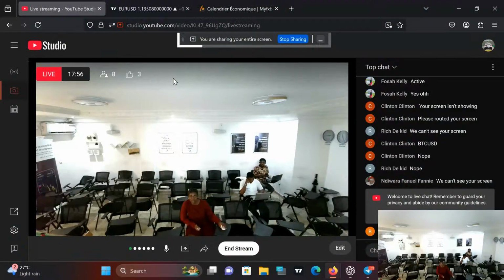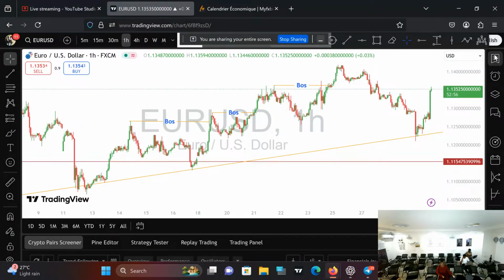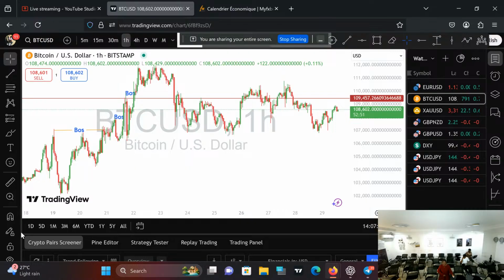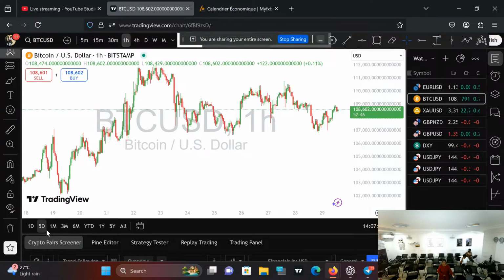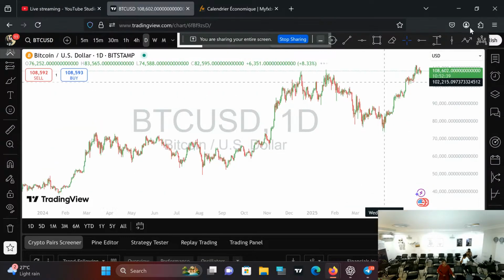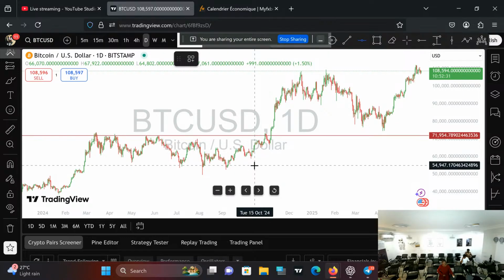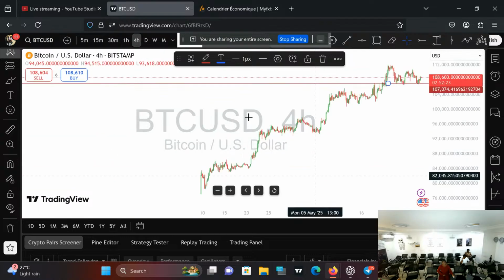So we're on BTC. We start on the daily time frame as usual to do our top-down analysis, mapping our very key levels, strong key levels. Then move to the 4 hours. I hope you guys are seeing my screen.